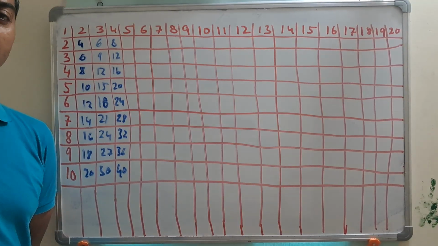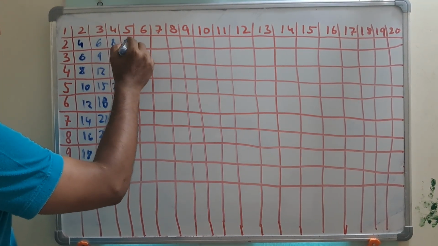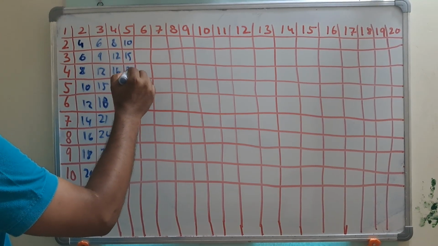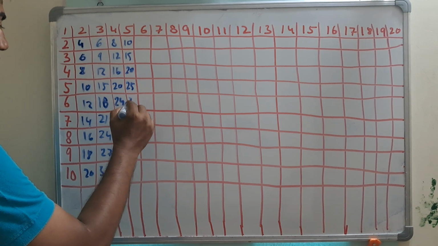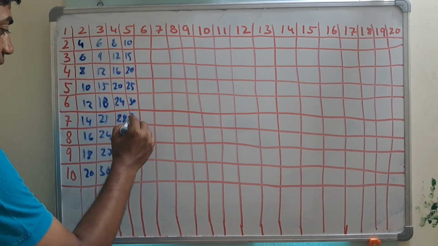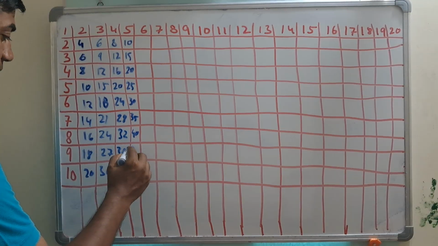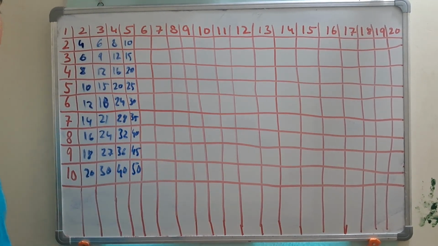Our next table is 5. 5 1 ja 5, 5 2 ja 10, 5 3 ja 15, 5 4 ja 20, 5 5 ja 25, 5 6 ja 30, 5 7 ja 35, 5 8 ja 40, 5 9 ja 45, 5 10 ja 50.